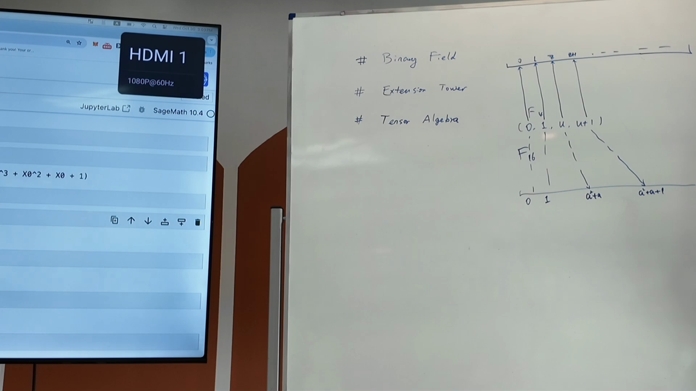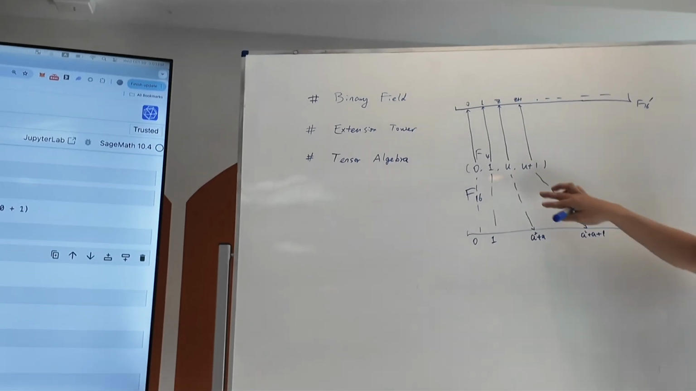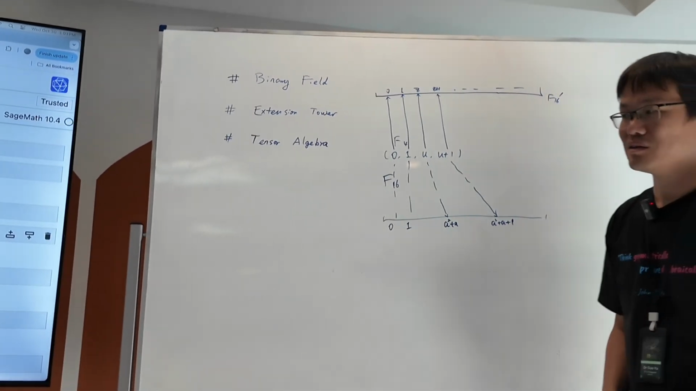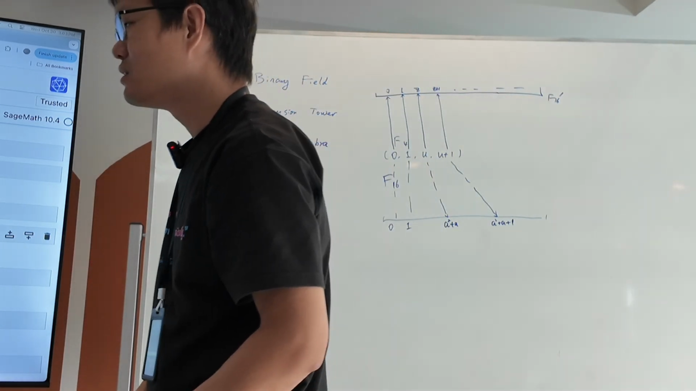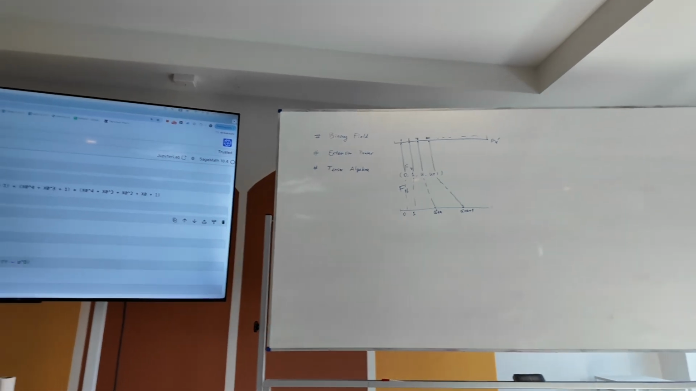Okay. How do you know, when you're mapping U to A squared plus A, which one it is mapped to? Or why do you choose x0 squared plus x0 plus 1? How do you decide that?